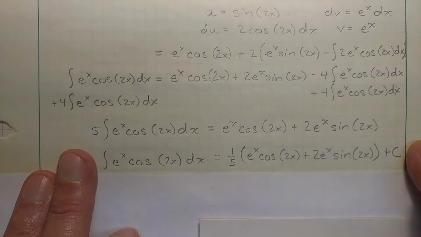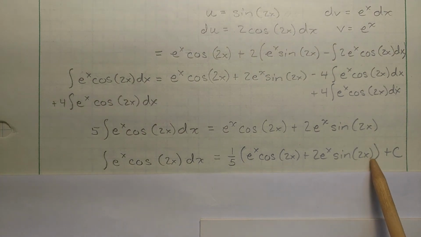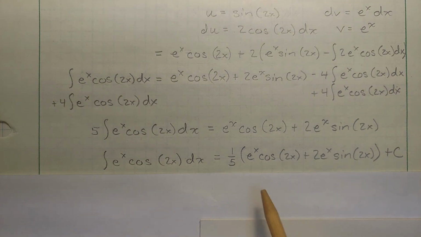and I get my expression. I do have to tack on my plus c. This is going to be 1/5 by the whole thing there times the whole thing. I could distribute it if I want to, but it's not necessary. And so now I've got my answer.